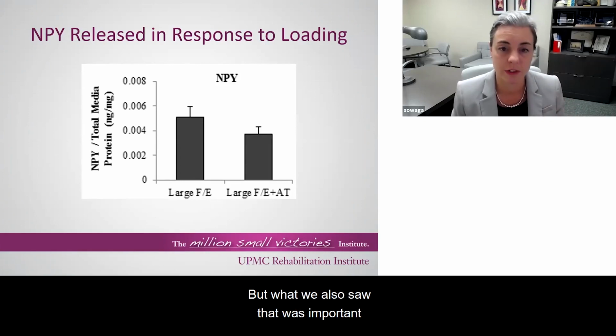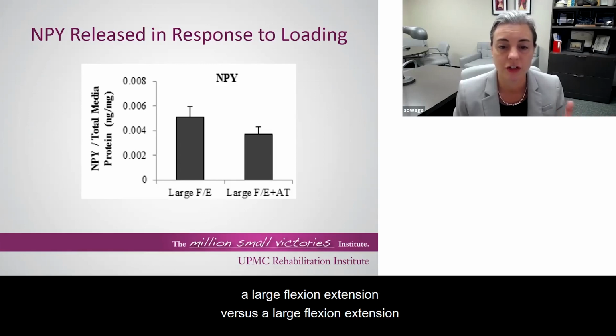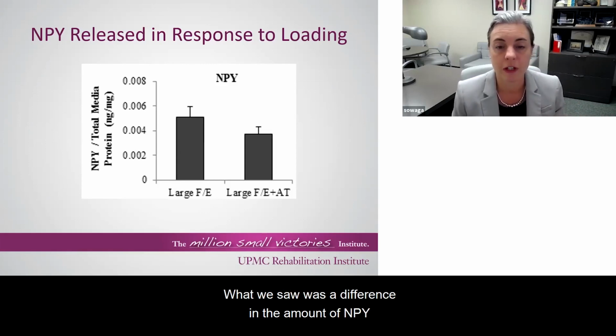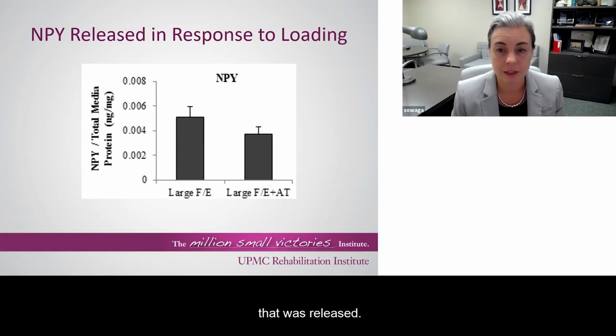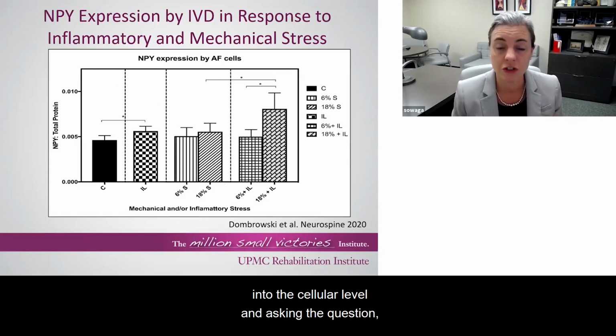But what we also saw that was important is a difference in the amount of NPY that was released from these tissues depending on the type of loading that they were experiencing. So comparing two different modes of mechanical loading, a large flexion extension versus a large flexion extension with an axial torsion, a very physiologic type motion, what we saw was a difference in the amount of NPY that was released. Taking it one step backwards and going into the cellular level and asking the question, are the cartilage cells of the intervertebral disc of the spine actually responding and producing this neuropeptide Y molecule?